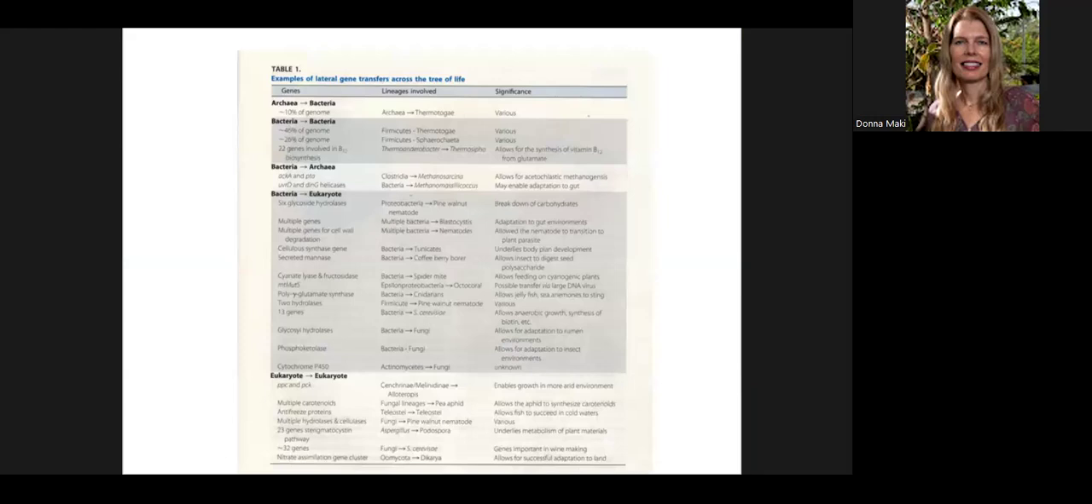This is another table from a different resource. I like that they break it up: you have archaea transferring to bacteria, bacteria to bacteria, bacteria to eukaryote. So they're giving some examples of this. You can get a strand of the plasmid transferred to organisms that aren't really closely related. It's pretty phenomenal.